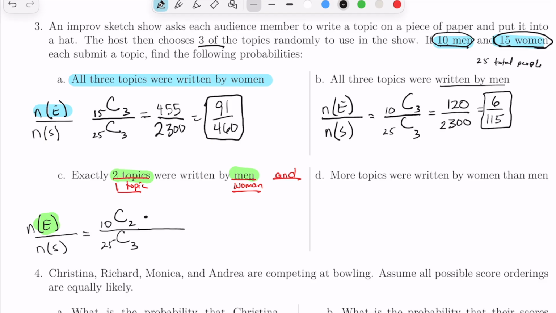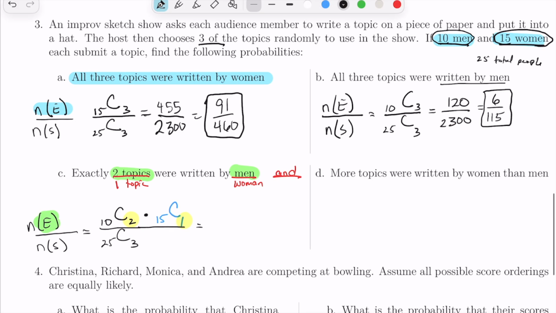And then we've got to extend this out and say, you know what? We also still need 1 topic written by a woman. So that will be 15 women to choose from, and we want exactly 1 of them. Notice here that here's the 2 that the men chose, and here's the 1 that the woman chose, and that gets us a total of 3 topics chosen. Our denominator isn't going to be any different. It's still 25C3, and so that will be 2300 on bottom.